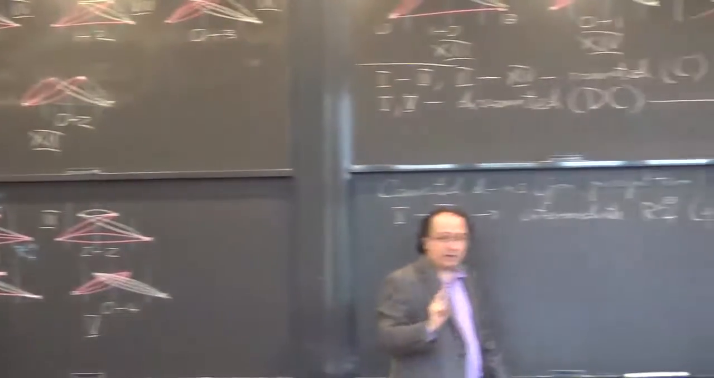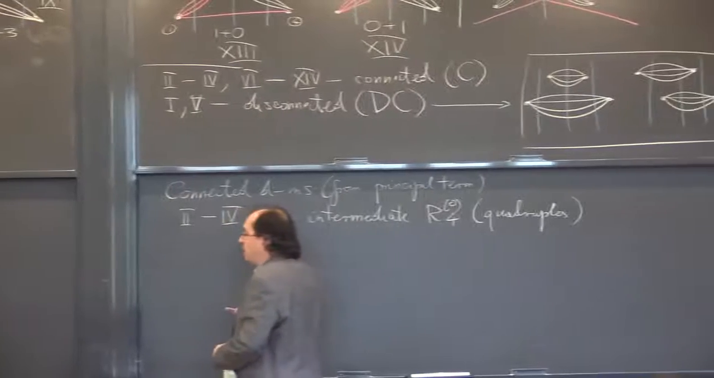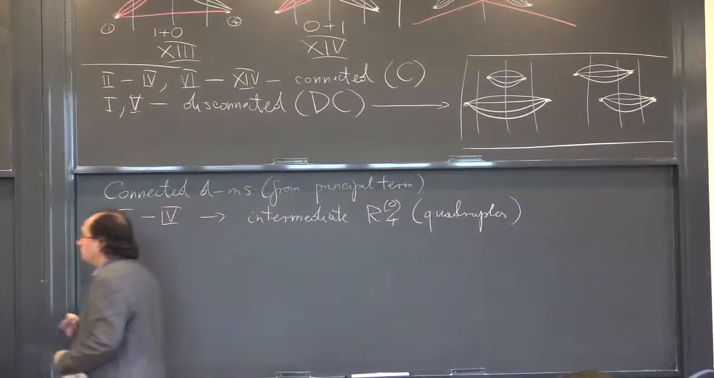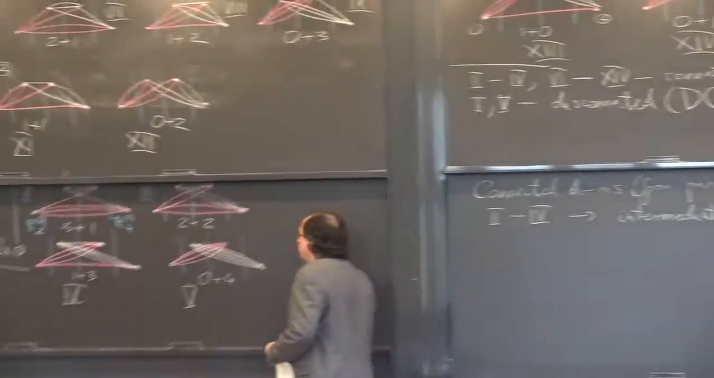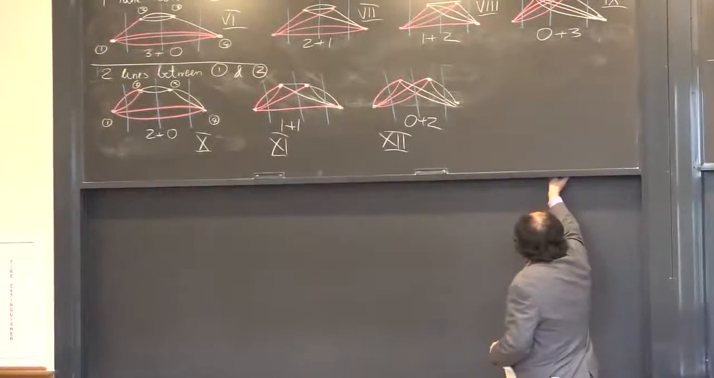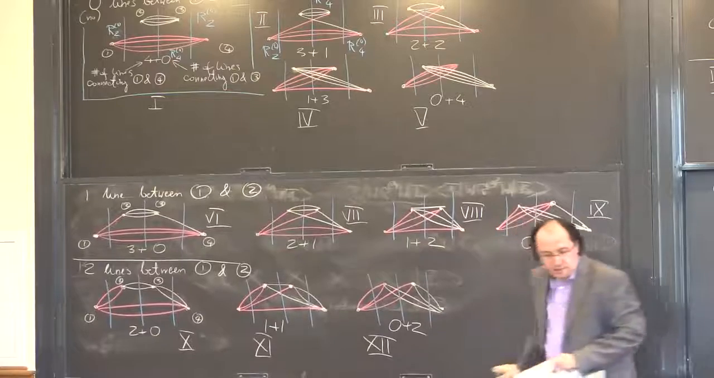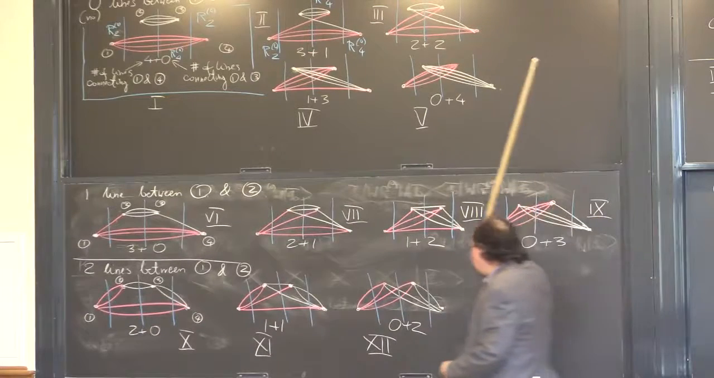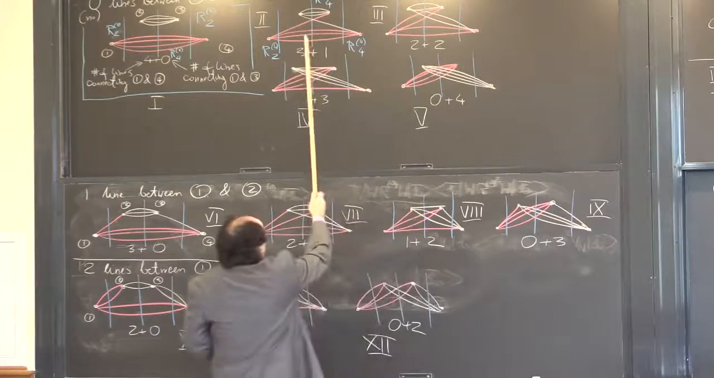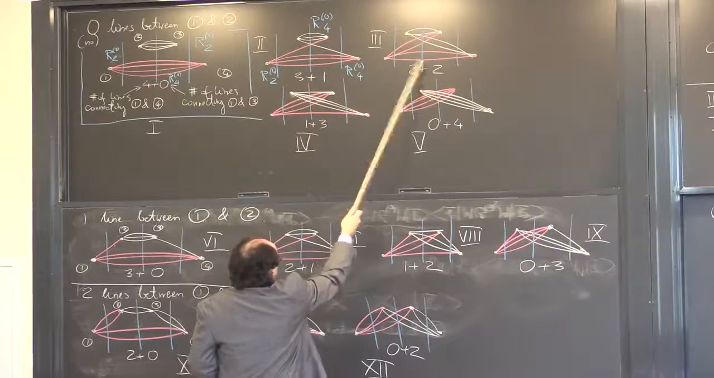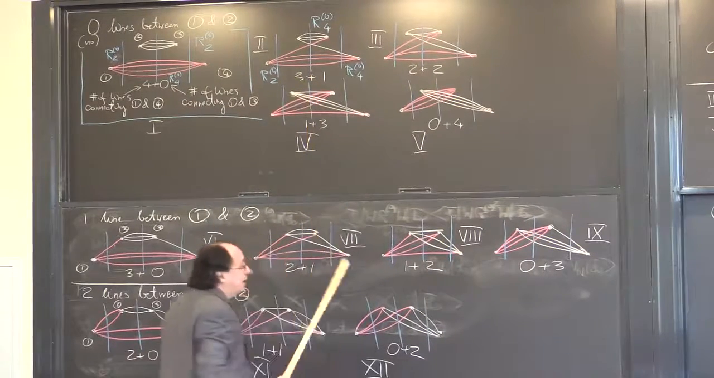Okay, but the remaining ones, the diagrams 2 to 4, have an intermediate quadruply excited resolvent. So we have R04 here, R04 here, and R04 here.